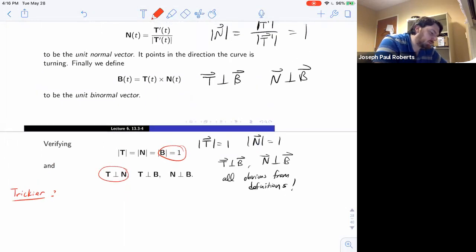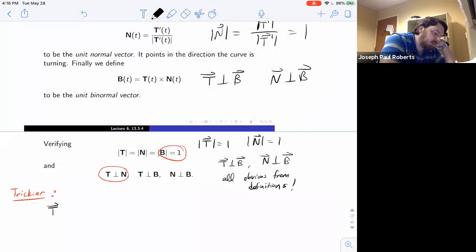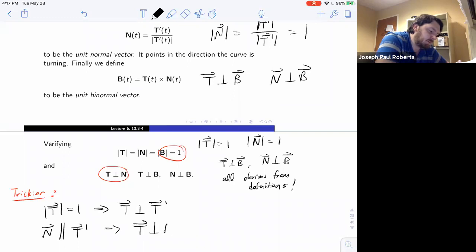But how does that work? It's similar to the arguments we had in the previous derivation: because T is length 1, the derivative of a constant length vector function is perpendicular to itself. So T is perpendicular to T prime because the length of T is always 1. But if you look, N is simply T prime normalized. So N and T prime are parallel vectors, which means that T is perpendicular to N.